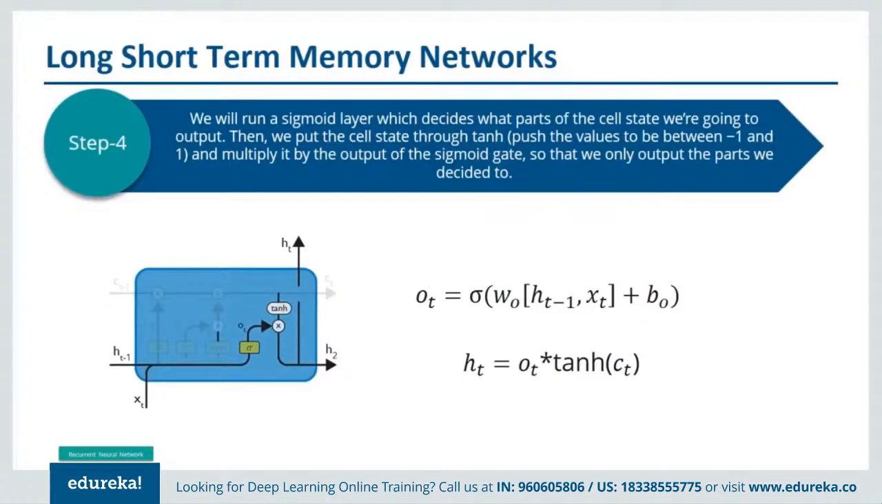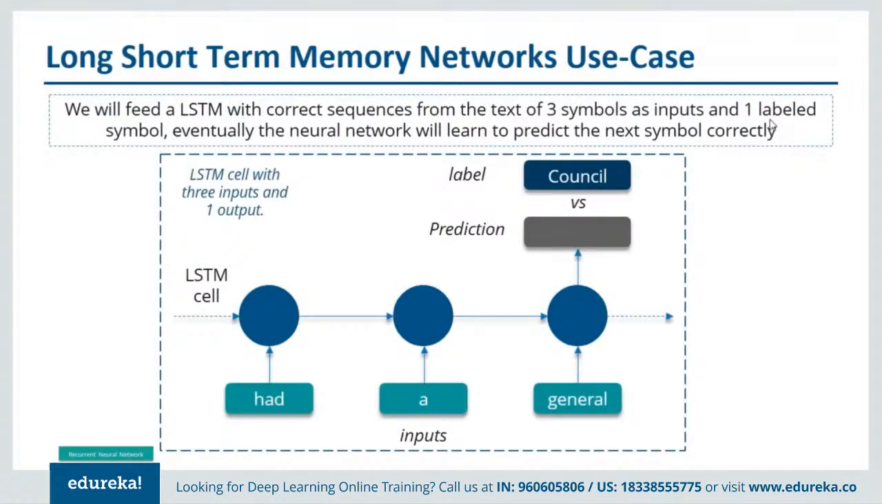Now we'll look at a use case where we'll be using LSTM to predict the next word in a sentence. Alright, let me show you how we are going to do that. So this is what we are trying to do in our use case. We'll feed our LSTM with correct sequences from the text of 3 symbols, for example, had a general, and a label that is council in this particular example. Eventually, our network will learn to predict the next symbol correctly.